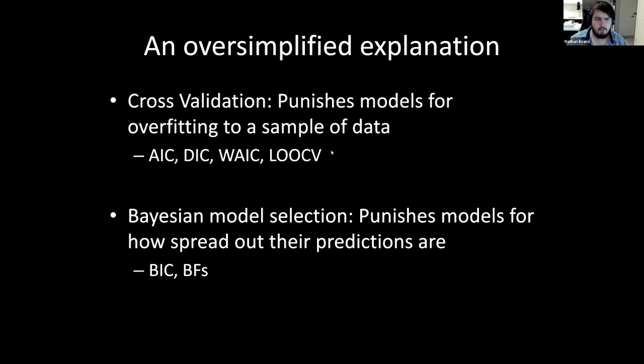To go even simpler than this, cross-validation favors more complex models. So cross-validation is going to, on average, select a more complex model than Bayes factors, which generally prefer simpler models. So that's a real oversimplified explanation, but hopefully that gives you an idea of why these different methods differ.